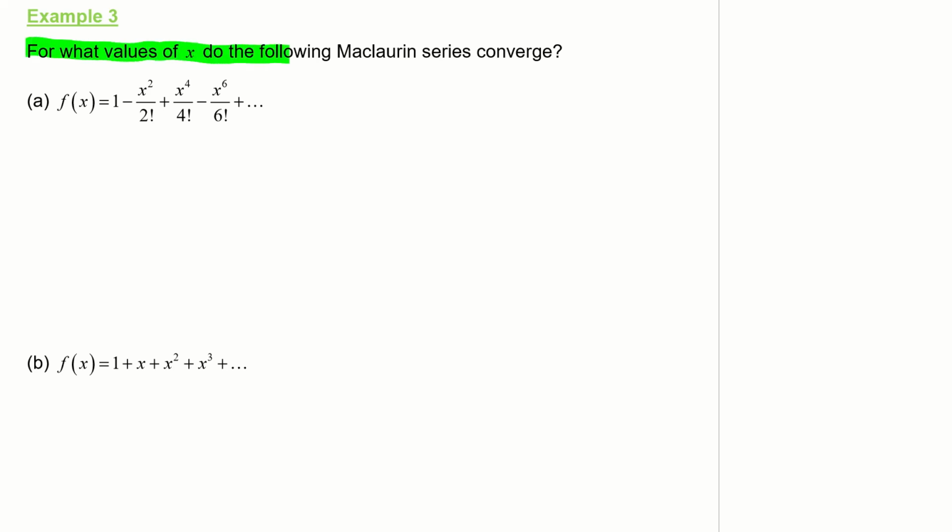For what values of x do the following Maclaurin series converge? So the first one we have is f of x is 1 minus x squared over 2 factorial plus x to the 4 over 4 factorial minus x to the 6 over 6 factorial and so on. It so happens that this is the expansion for cos x.